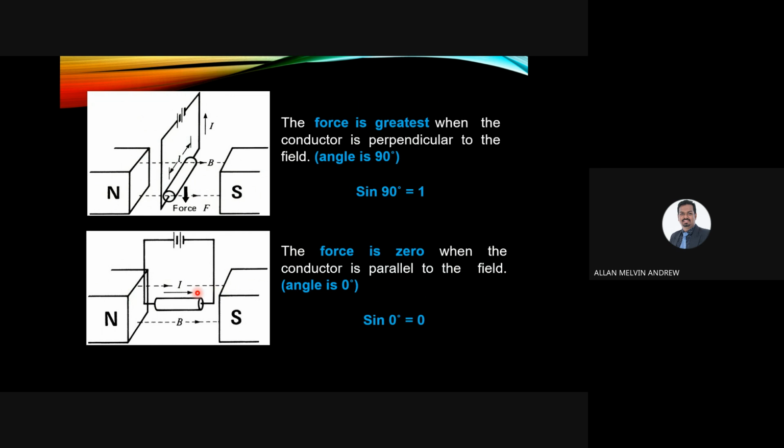When the conductor is placed parallel to the line of the magnetic field, where the field is moving this way and we keep the conductor parallel to the line, the angle is considered zero. Sine 0 is 0, so the force becomes 0. So the way we position the conductor in the field is very important.